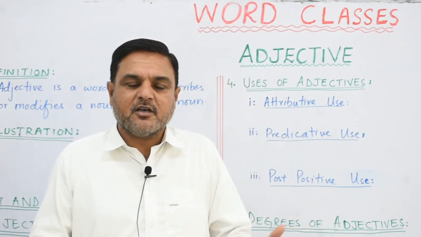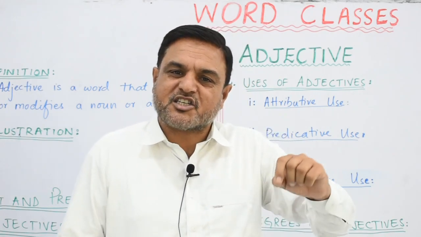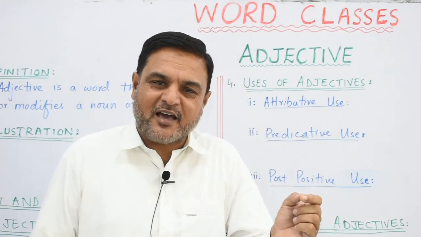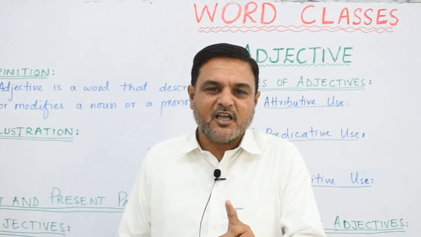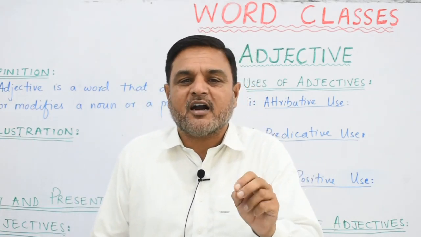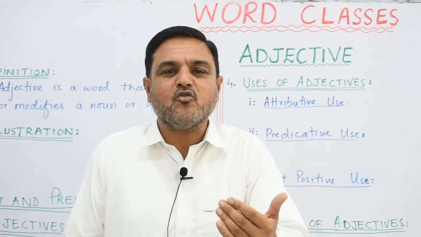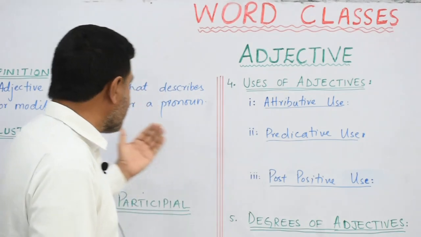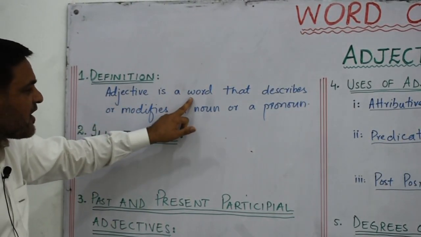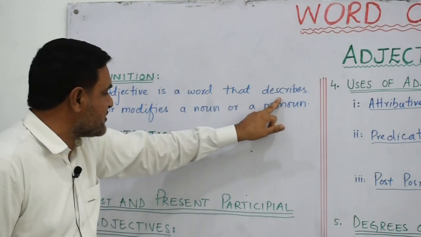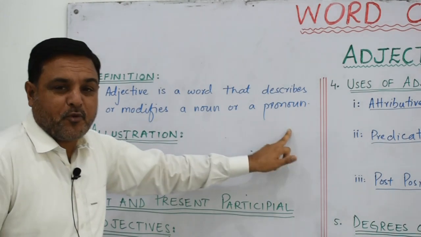What is adjective? Adjective is a word that describes or modifies a noun or pronoun. I repeat, adjective is a word that describes or modifies a noun or pronoun. Here it is written. So, adjective is a word that describes or modifies a noun or pronoun.